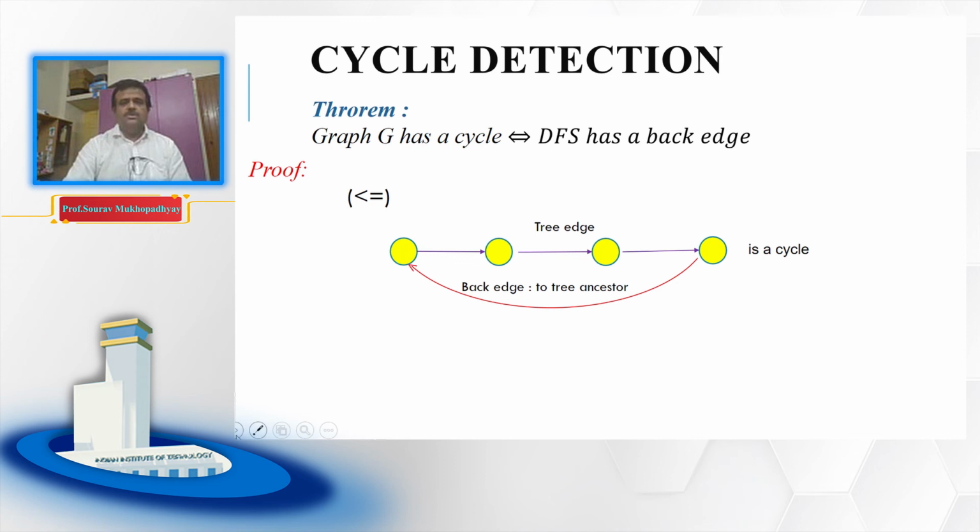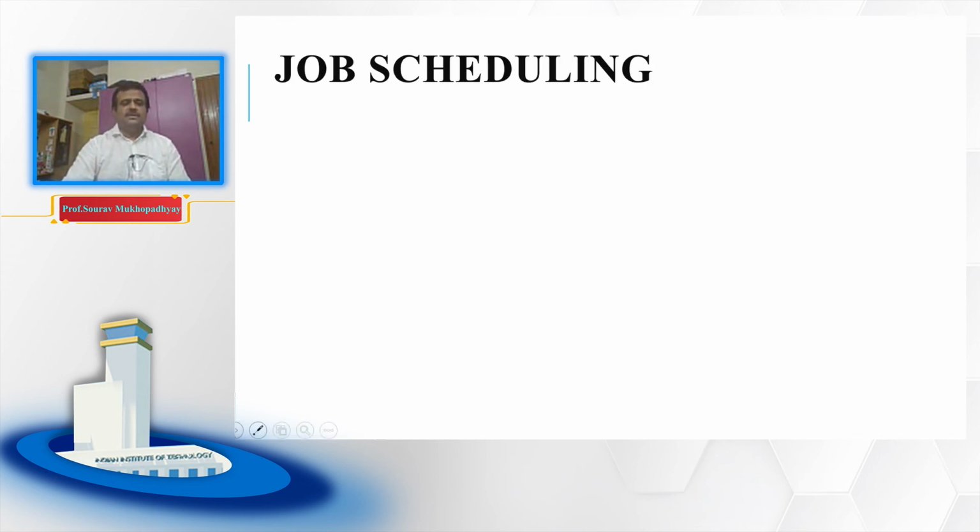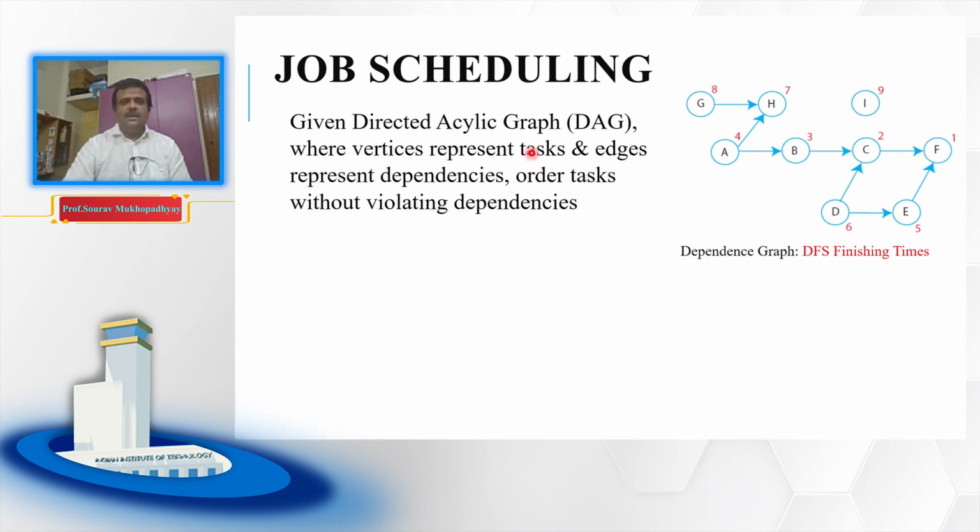Okay. So, now we will see another application which is on job scheduling, or topological sort. So, what is job scheduling? Given a DAG, a directed acyclic graph, there is no cycle in the graph, and this is a directed graph. You can check there is no cycle in the graph. Job scheduling means the vertices represent the tasks, and the edges represent the dependencies.